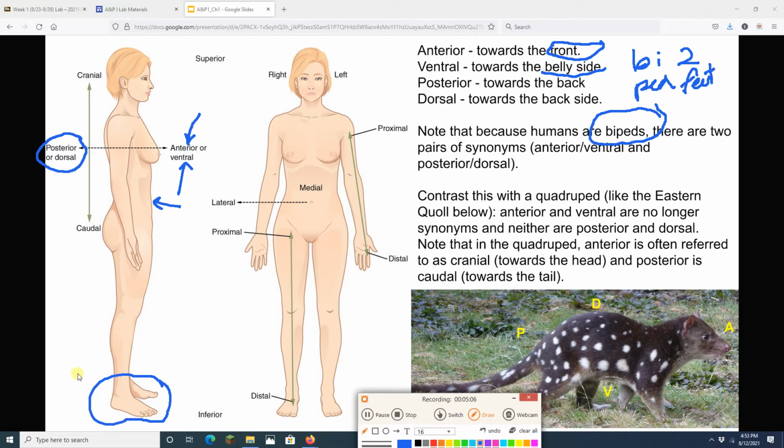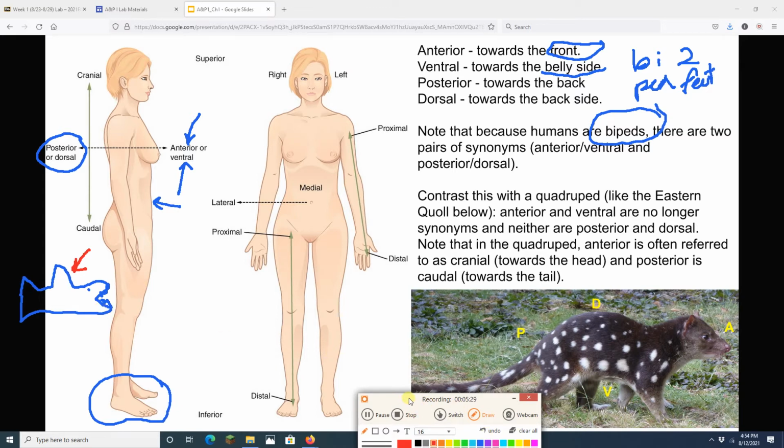Maybe you've heard of the dorsal fin of a shark. So the dorsal fin of the shark, ugliest shark I've ever drawn right there. There's my shark right there. Got some teeth. There's his dorsal fin right there on his back. But obviously sharks are not bipeds, and let's not talk too much about sharks.